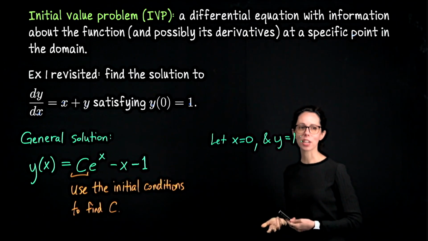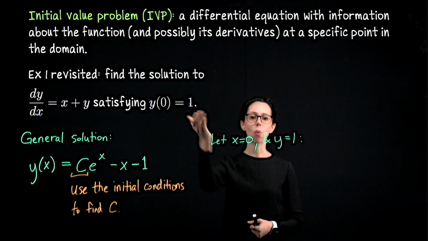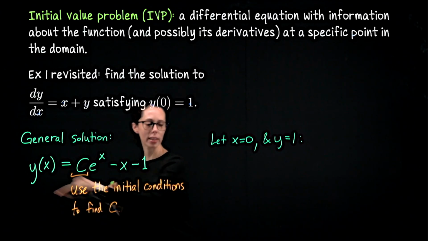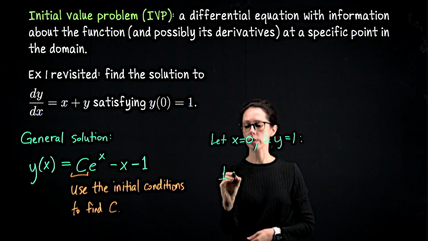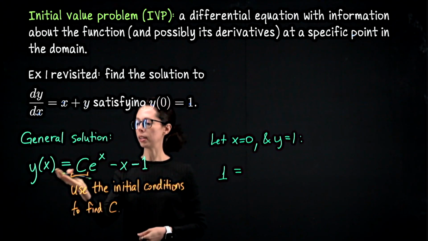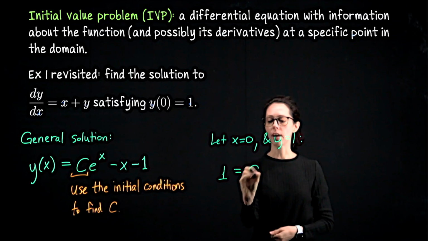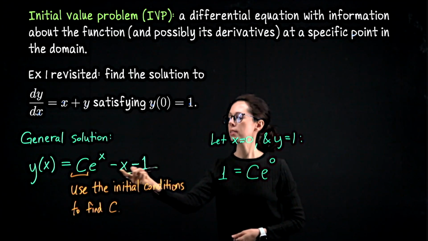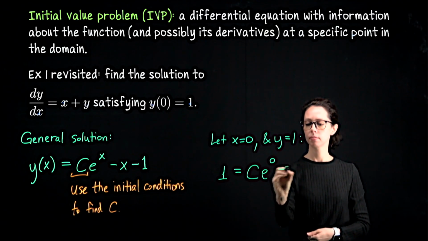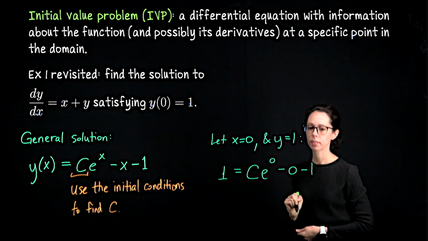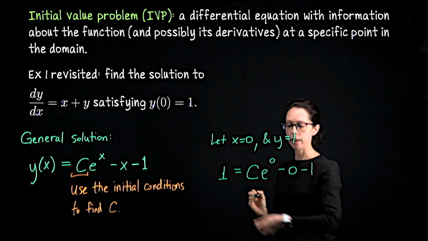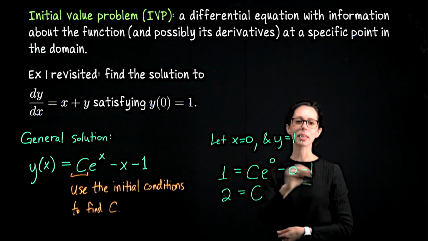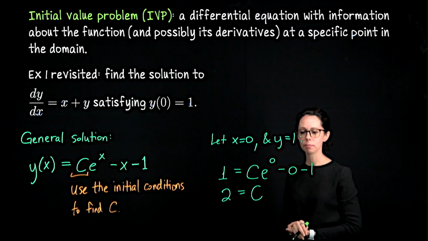Because our initial condition is telling us that when x is 0, y is 1. Okay, so when x is 0, y is 1. So the left-hand side is going to be 1. So 1 equals the constant we're going to find, c, times e to the 0, minus 0 minus 1. Okay, let's add this 1 to the other side, and we have 2 equals c times e to the 0, which is c times 1.